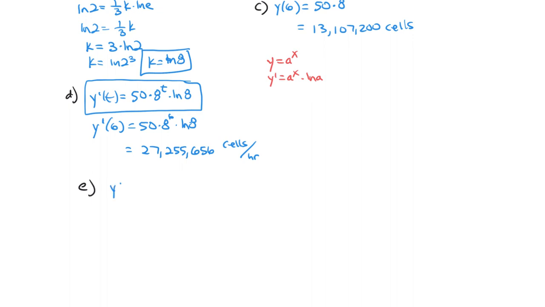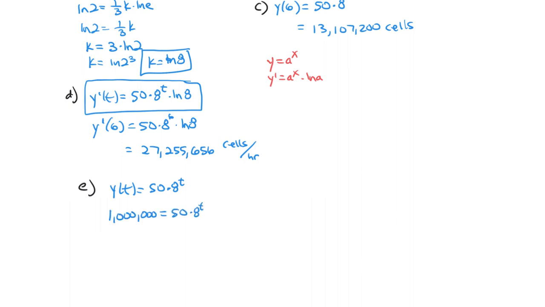So I'll just start here again. So y of t equals 50 times 8 to the t. This is our model. This is the population at time t, where t is in hours. So we set the population equal to 1 million. And then we solve for t.